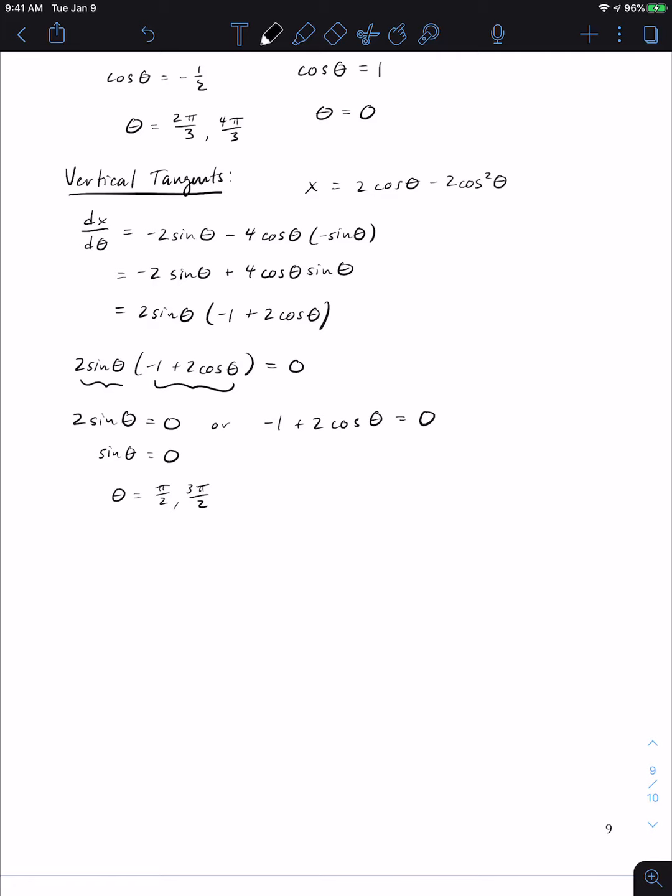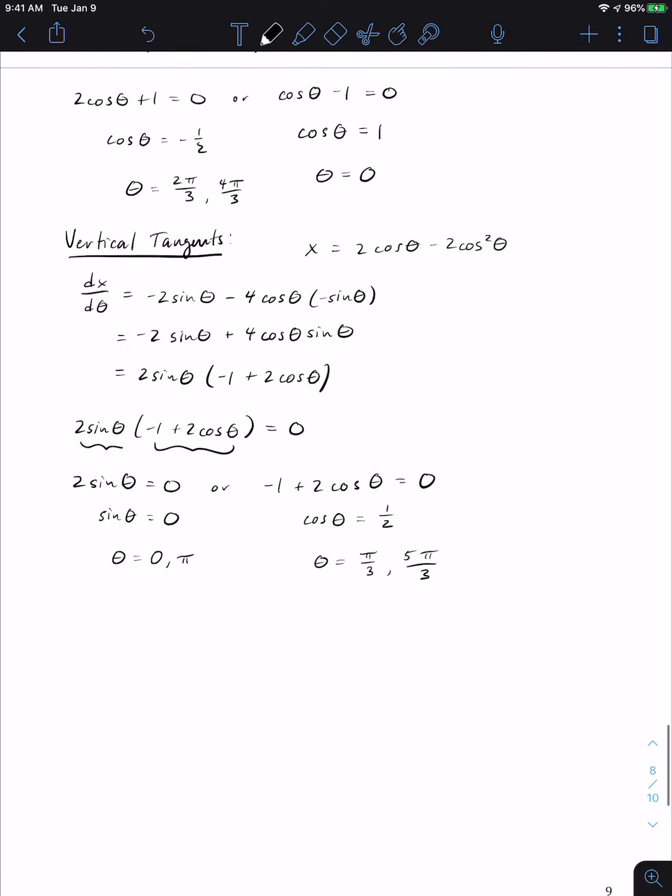So sine of 0 is 0. Hold on a second, that doesn't quite seem right. Oh, sorry, those are when cosine is equal to 0. Sine is going to be 0 at 0 and at pi, right? Not pi over 2. Okay, so then here I would get cosine of theta equals 1/2. So when is cosine of theta equal to positive 1/2? This happens at pi over 3 and 5 pi over 3.